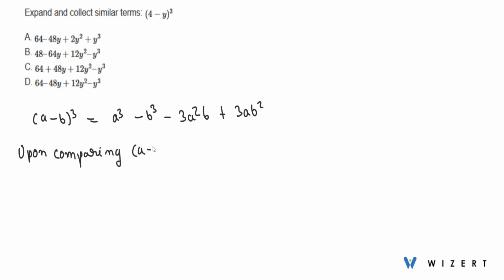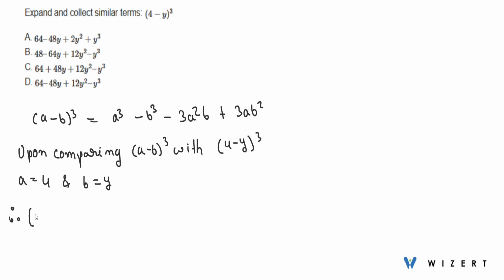Upon comparing a minus b whole cube with 4 minus y whole cube, we see a equals 4 and b equals y. So a will be equals 4 and b equals y. Now simply using this formula, in place of a you put 4 and in place of b you put y.